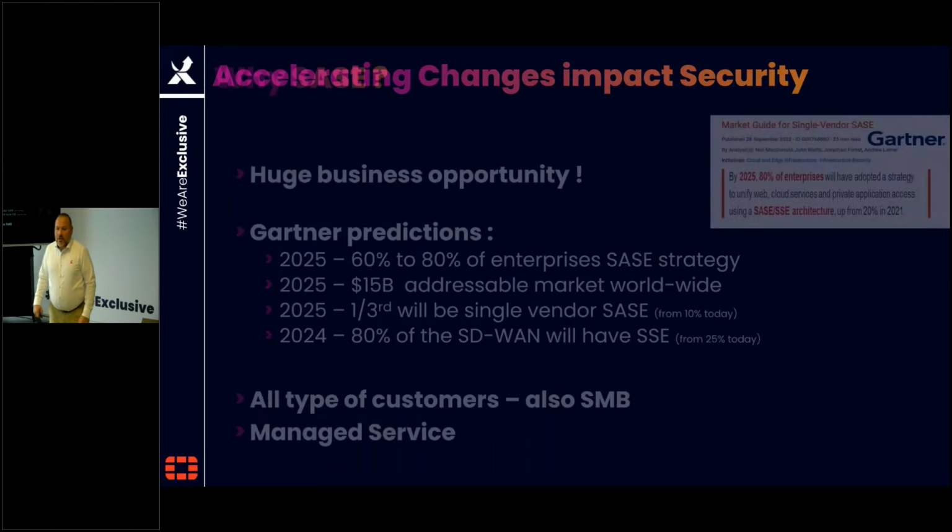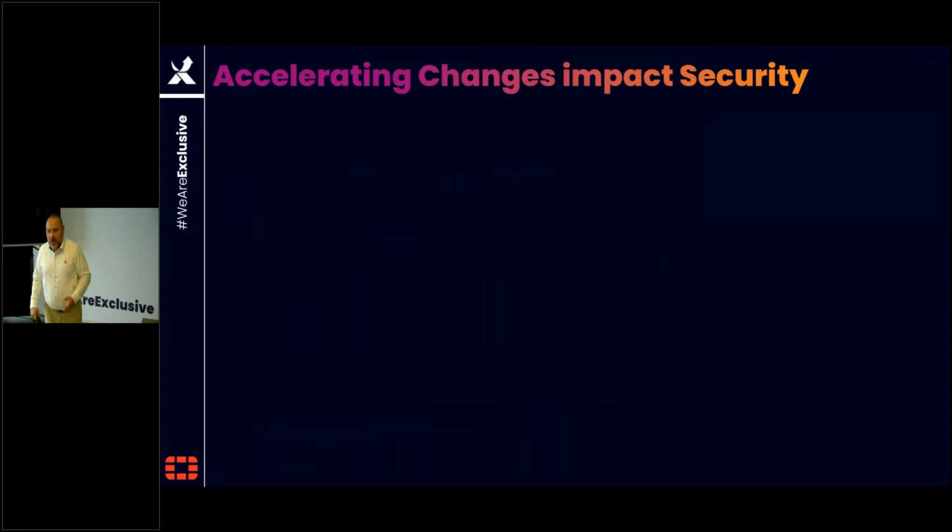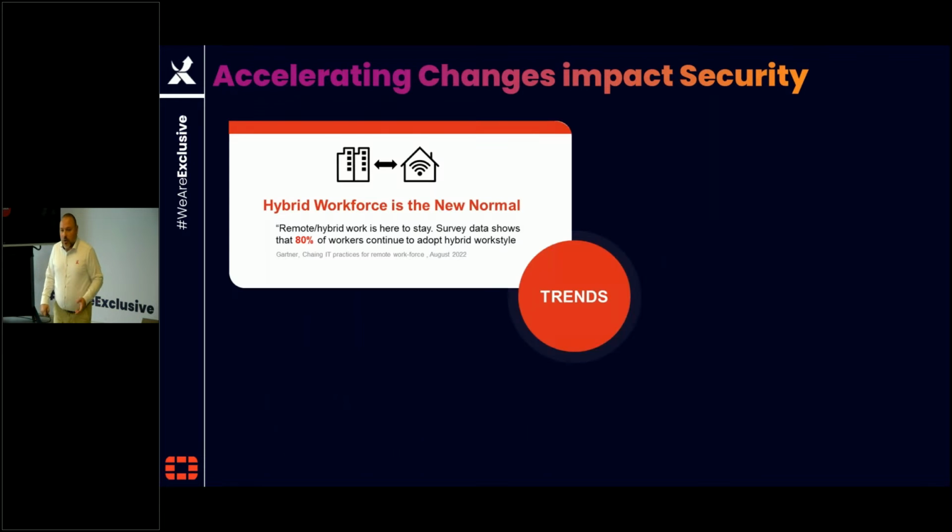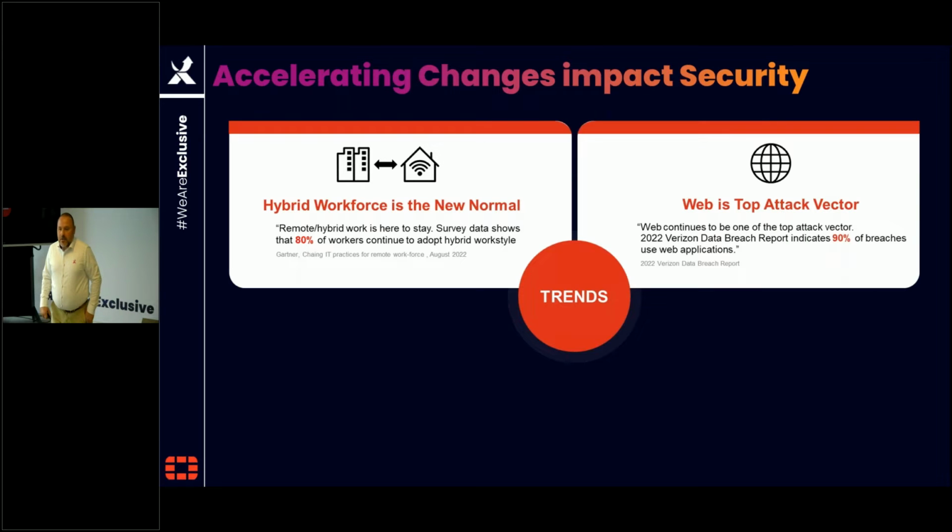So what are now the trends that are accelerating this SASE market? First of all, there is the hybrid workplace, which is the new normal, and it's here to stay. Last year alone, Belgium entered in Europe the top 5 of countries where people are working the most from home. So we cannot look around it, it's there and it's going to stay. Following the Verizon breach report of 2022, 90% of the breaches had to do with web applications or the web. So the web is still a top attack vector.